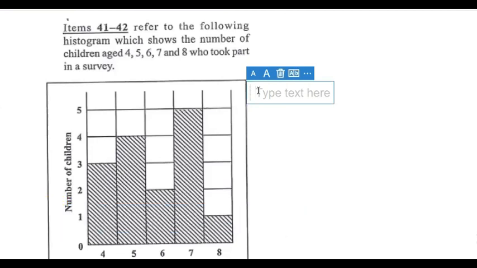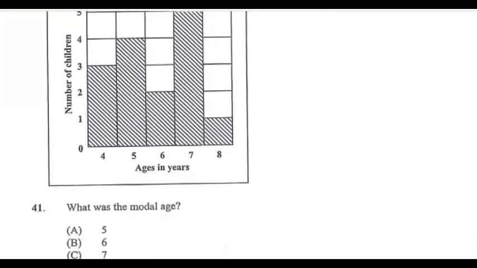So here goes. Question 41 refers to the following histogram, which shows the number of children aged 4, 5, 6, 7 and 8 who took part in a survey. So the question is, what was the modal age?